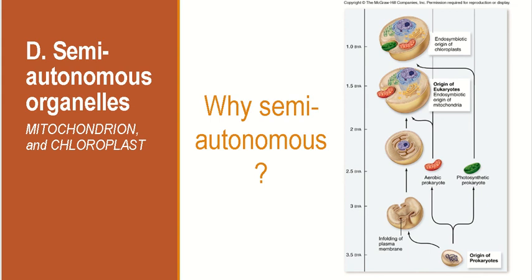But if they have their own DNA, why are they semi-autonomous? Well, you have to keep in mind that there are proteins and enzymes needed by both organelles produced by the nucleus. So there are those proteins and enzymes produced by the DNA of the nucleus, hence making them somehow dependent on the whole cell itself. Hence, they are semi-autonomous.